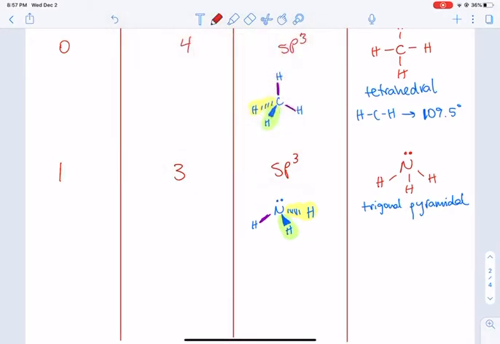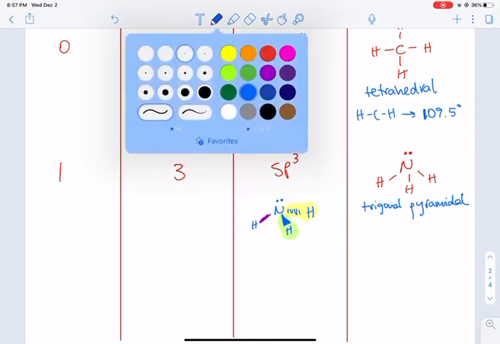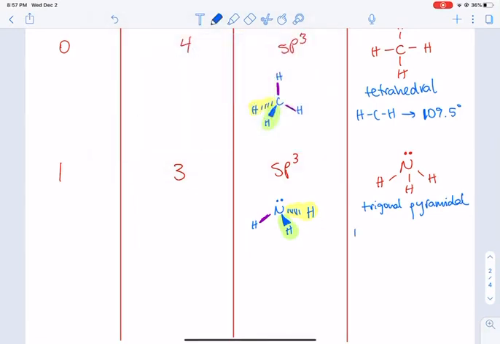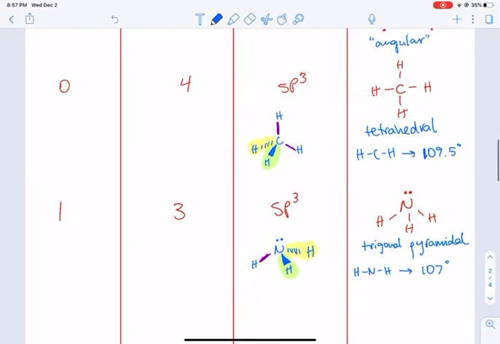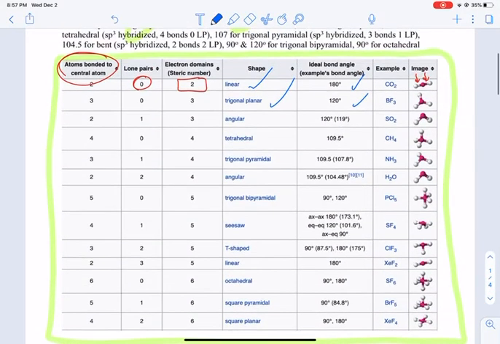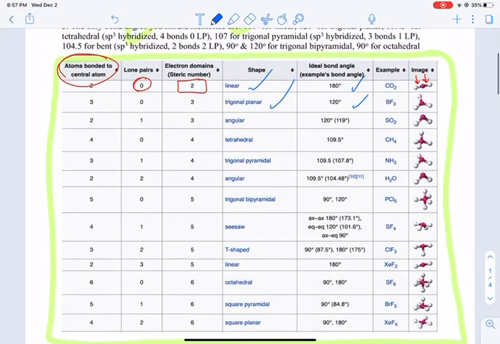So the bond angles that we need to focus on here, the hydrogen, nitrogen, hydrogen bond angle, is going to be 107 degrees. Okay? 2.5 degrees less than the tetrahedral.